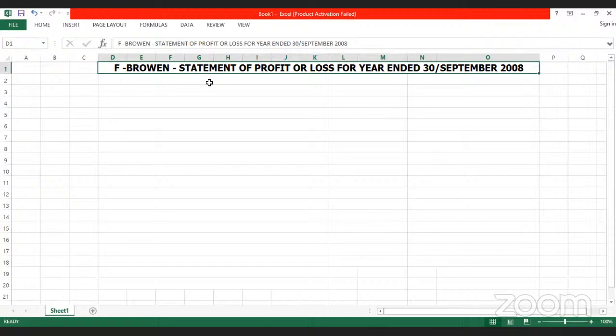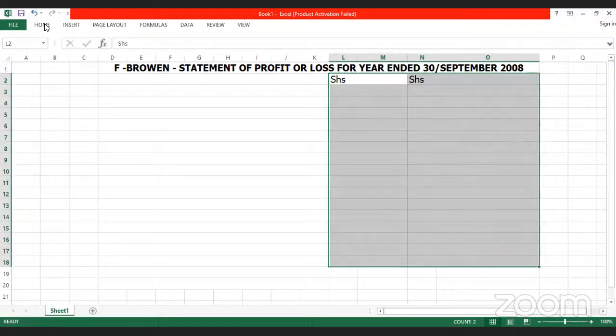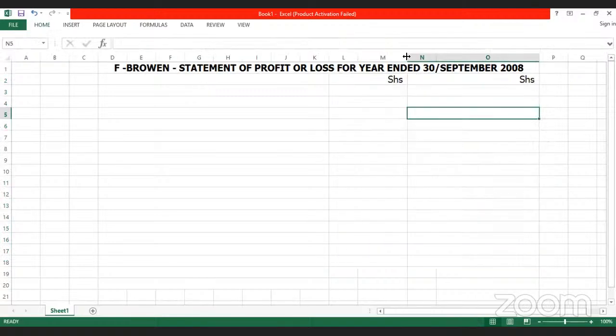So now what do we need? We need to bring the sales revenue. You have to show the currency. So these amounts are in shillings. So we start with the sales. We need to find out how much are the sales for this business.